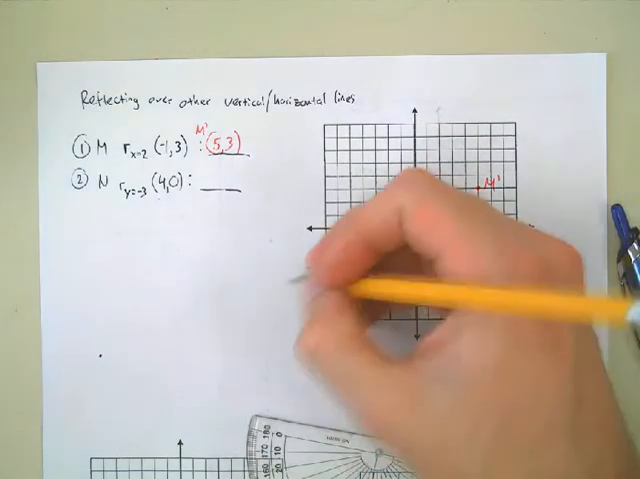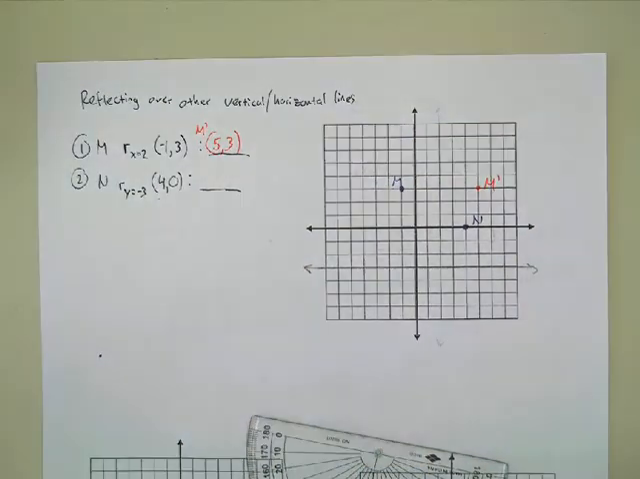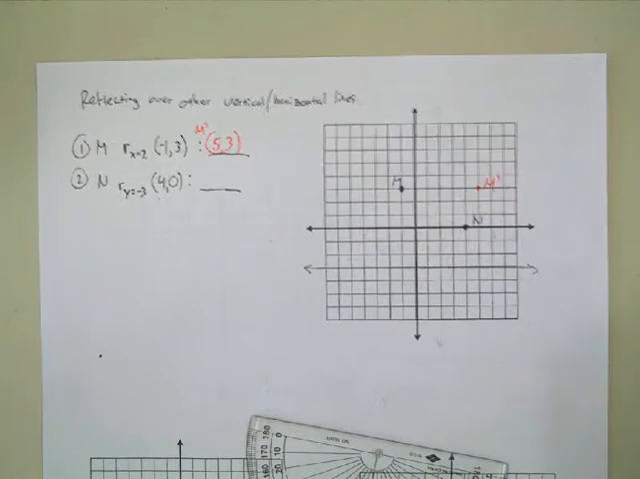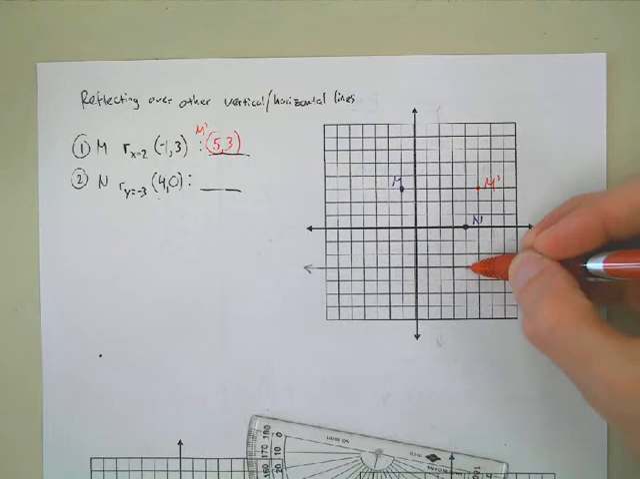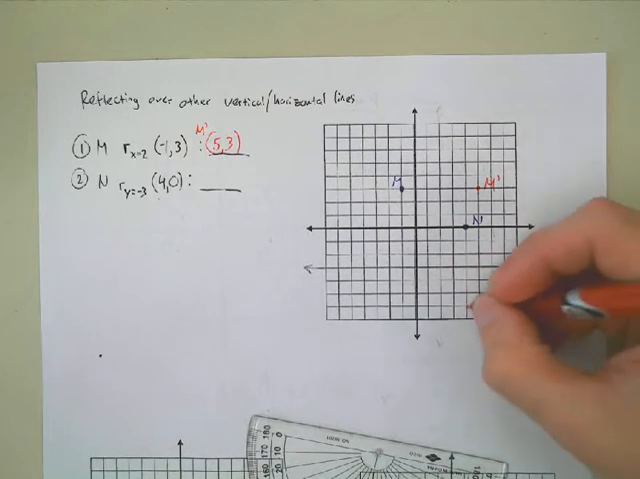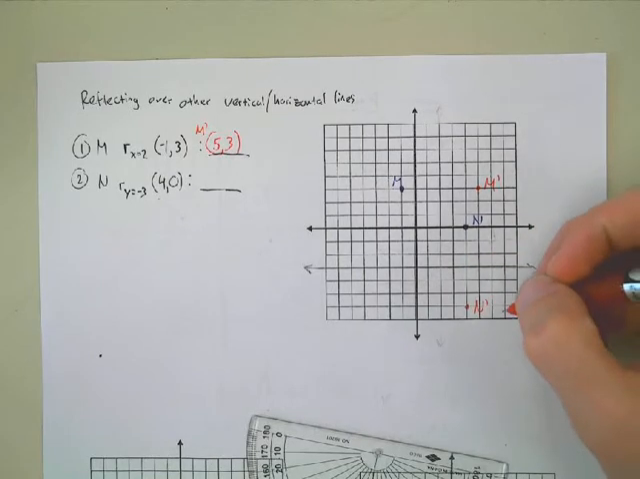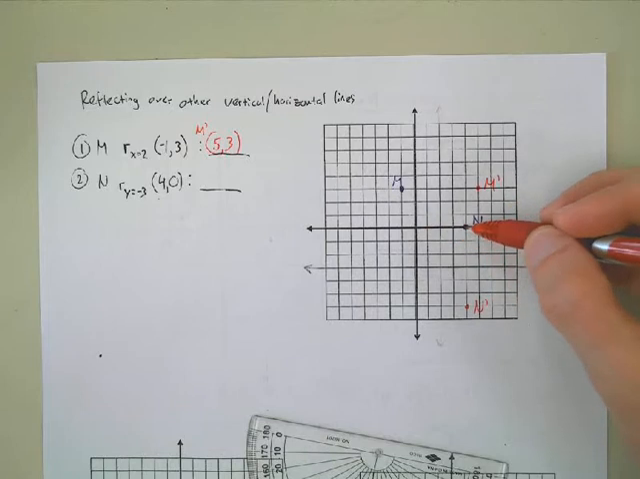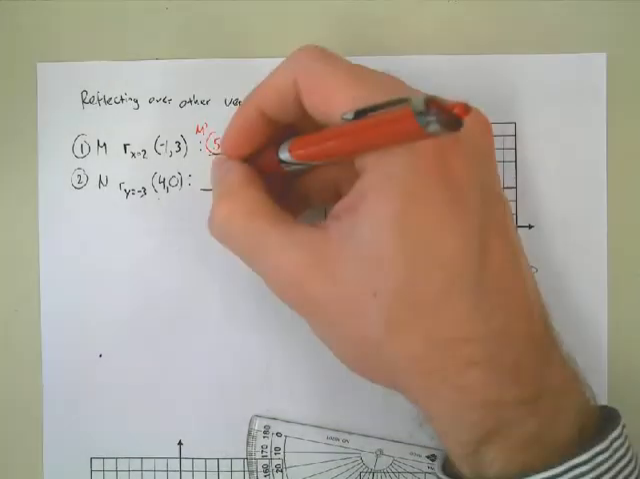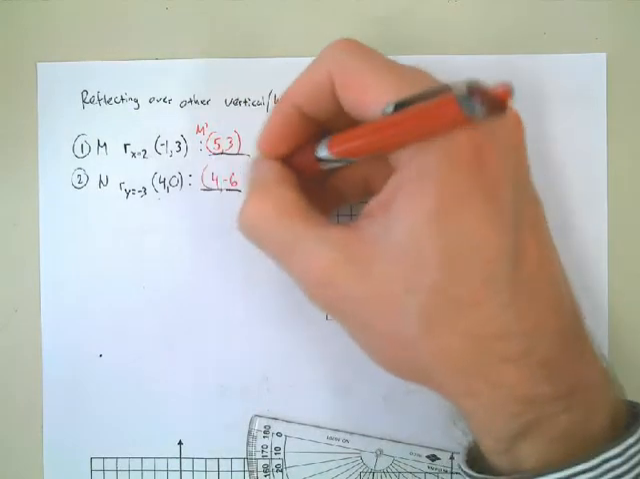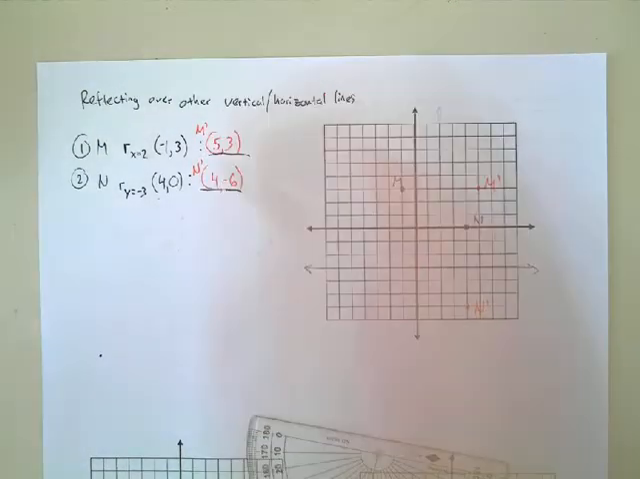And so we want to reflect point N over that line of reflection. Again, it's got to be equidistant. It's 1, 2, 3 away, so we'll go down 1, 2, 3, and there's where N prime has to be. So 1, 2, 3, 4, and then 1, 2, 3, 4, 5, 6. So 4, negative 6 is point N prime.